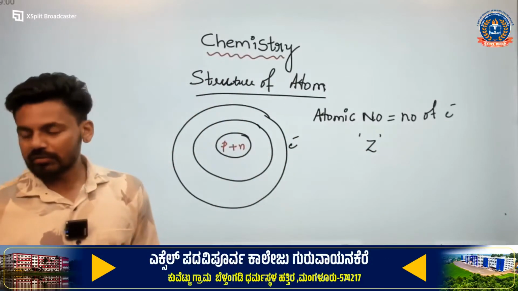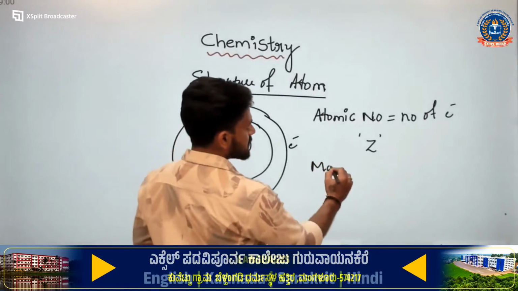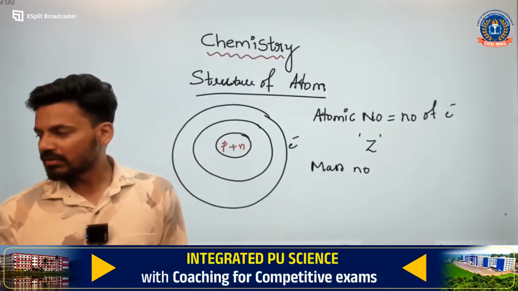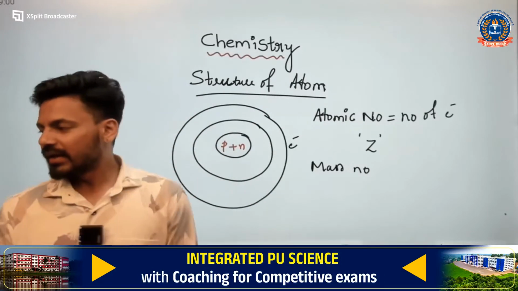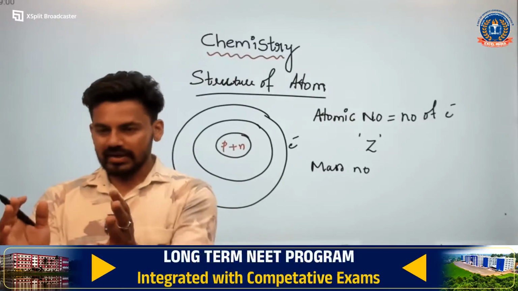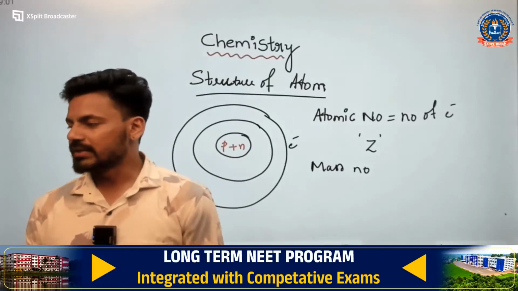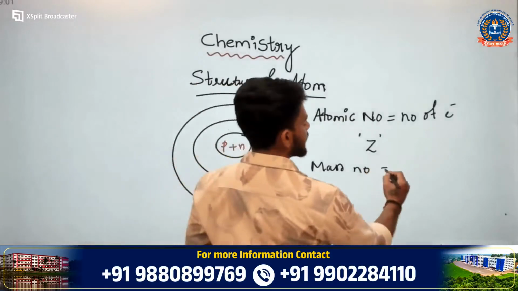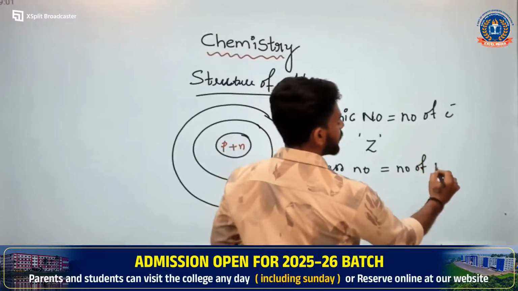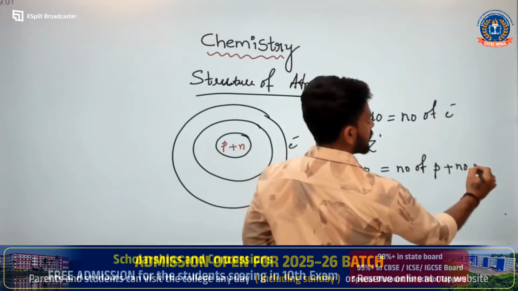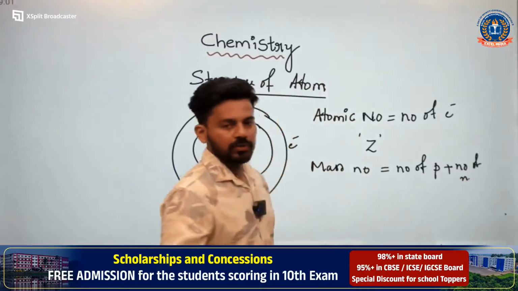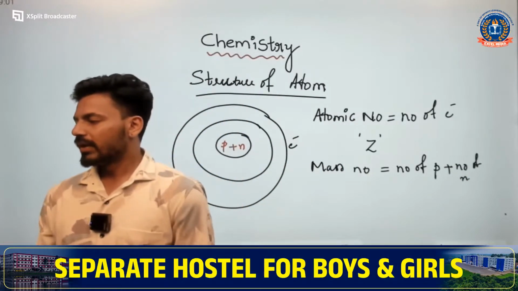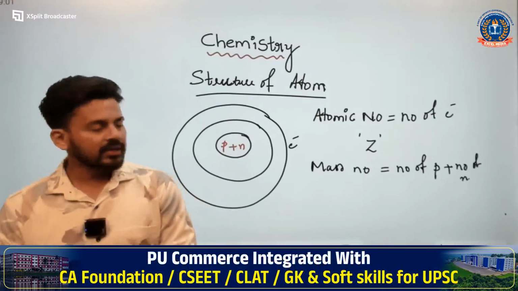What is the next term? The next terminology is mass number. What do you mean by mass number, students? In an atom, what do you mean by mass number? The entire mass of an atom. So what is that mass number? Yes, P plus N. What is P plus N? It is equal to the number of protons plus the number of neutrons. Together, it is called the mass number. Very good, all are telling the correct answer, that is P plus N.